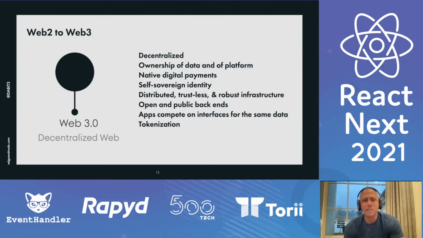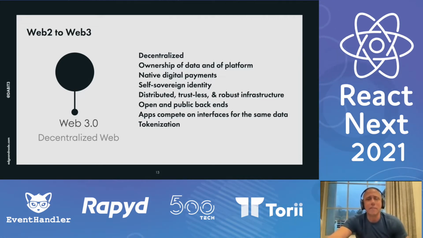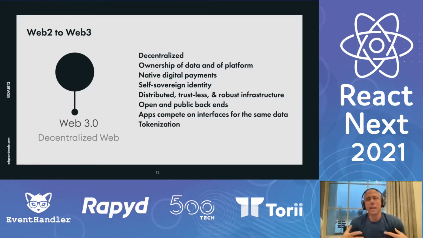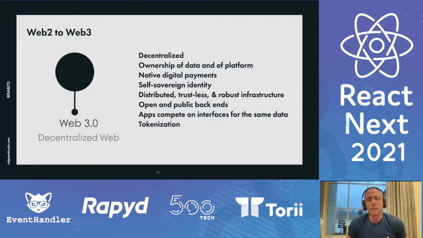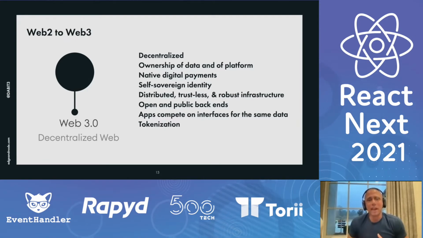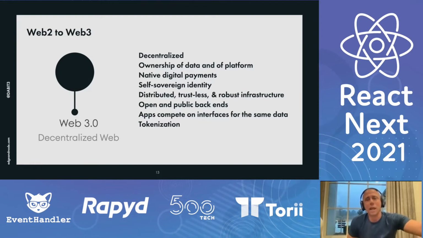We talked about native digital payments, and I think we talked about most of this other stuff as well. One of the main differences is this idea of distributed, trustless, and robust infrastructure. When we think about robust infrastructure today, we might think of something like AWS serverless, where we don't have to deal with managing our infrastructure. Instead, the platform offers us a managed service, and all we need to do is invoke our function, and we can assume that infrastructure will be there and will not go down.